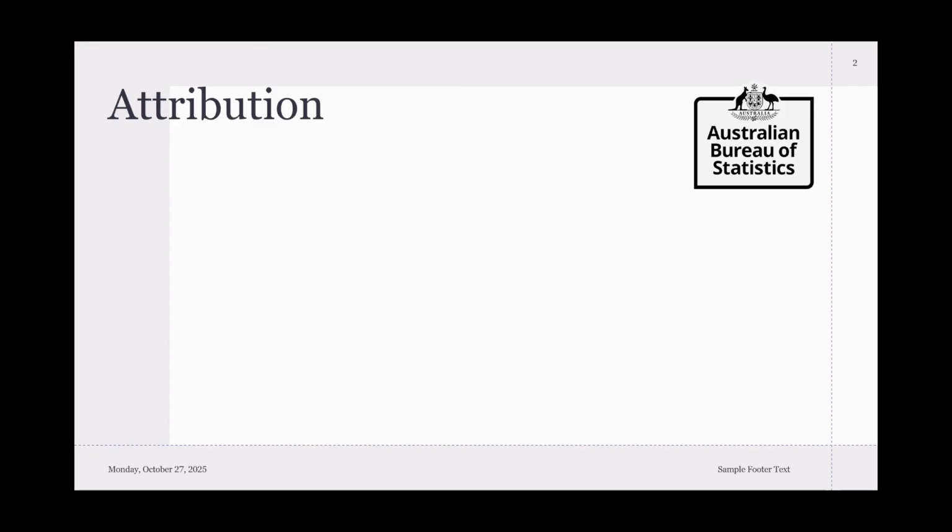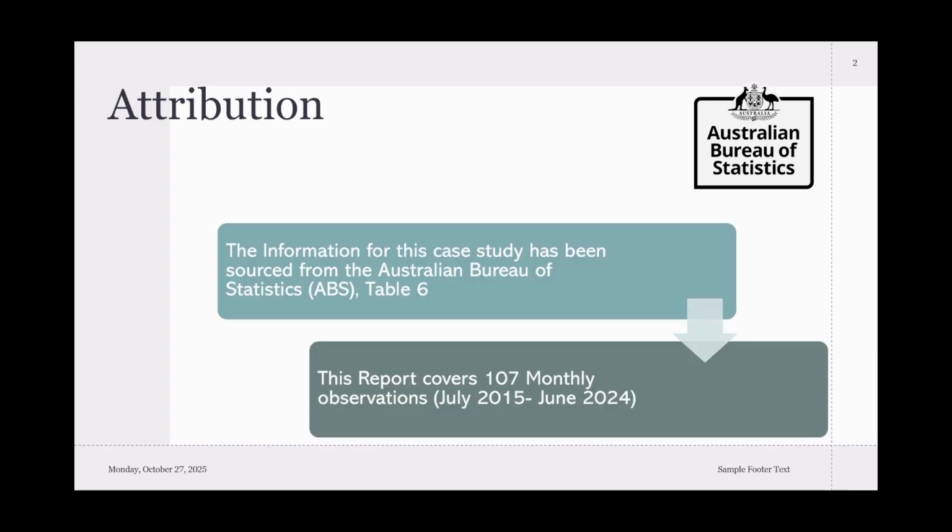Before I begin this presentation, I would like to acknowledge that the information from this case study has been attributed from the Australian Bureau of Statistics, utilising Table 6, number of dwellings approved. For exercise 1 and 2, seasonally adjusted data and original data were asked respectively.